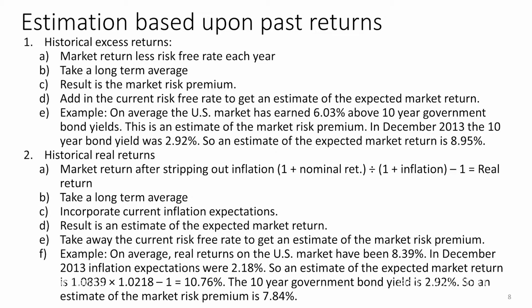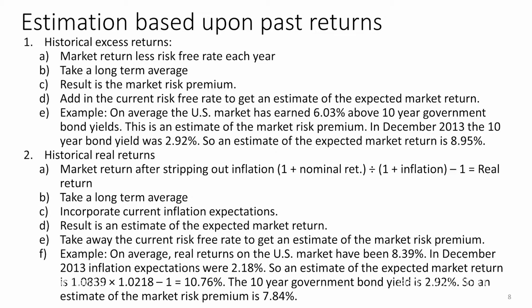This means an estimate of the market risk premium based upon the 30-year government bond yield is 8.95% minus 3.95% or 5%. Secondly, consider the real returns approach.